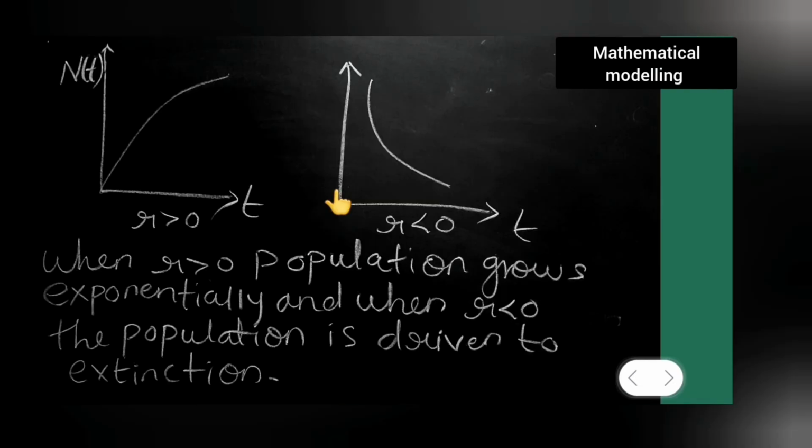So what is going to happen? See these two graphs. When r is greater than 0, the population grows exponentially. And when r is less than 0, the population is driven towards extinction. The population will go extinct when r is less than 0.